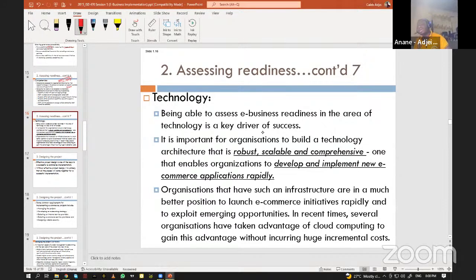So your system might be very robust, and it might be scalable. When we say scalable, it means as and when people begin to come into your system, you should be able to open it up for more people to join, and it might be very comprehensive. And it should be one that enables organizations to develop and implement new e-commerce applications rapidly. Okay, then we are also saying that organizations that have such infrastructure are in a much better position to launch e-commerce initiatives rapidly and to exploit the emerging opportunities.